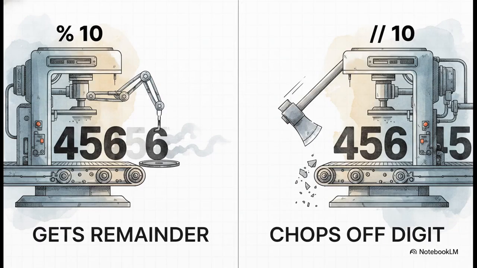Now, to work with numbers digit by digit, there are two key math tricks you gotta know. The first is the modulo operator, that percent sign. It gives you the remainder of a division. So 456 % 10 is 6, the leftover bit. The second is integer division, the double slash. It divides, but it throws away the remainder. So 456 // 10 just gives you 45.